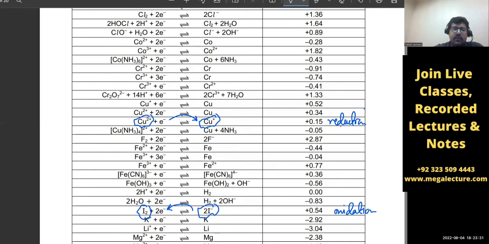Okay, can anyone tell me, will this reaction happen? Who gains electrons? The one that has the higher potential, right? So 0.15, 0.54, this is not the higher potential, so it will not be able to gain electrons. Is that clear? Is this clear?